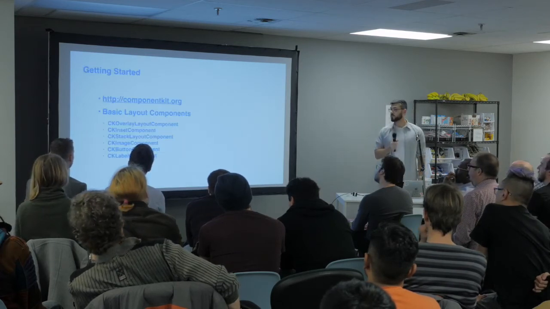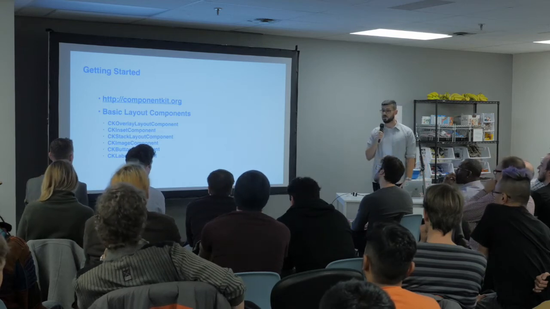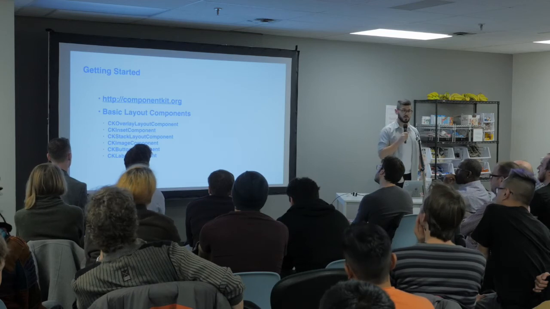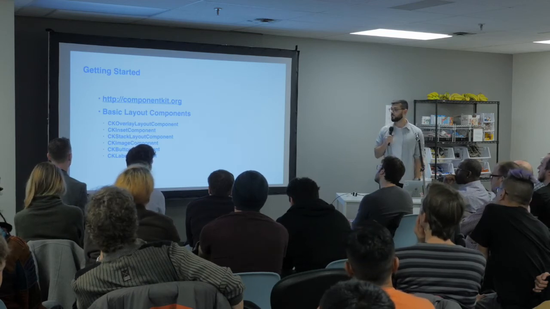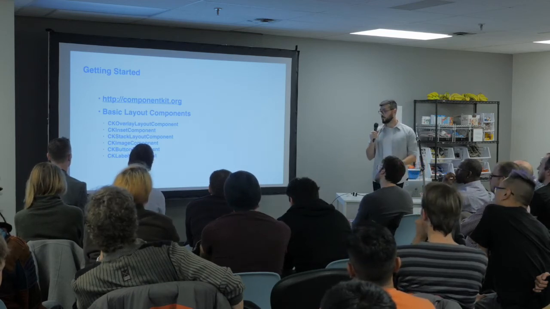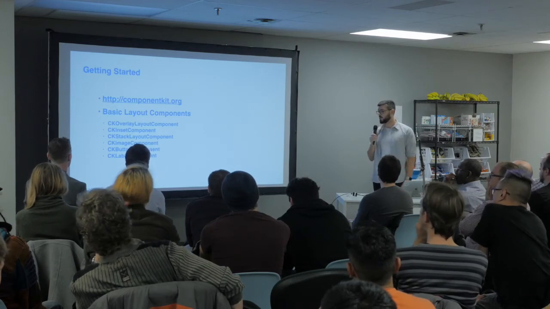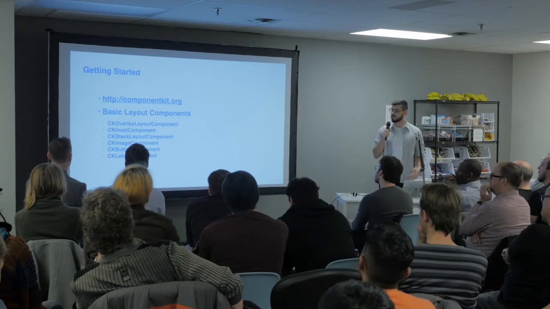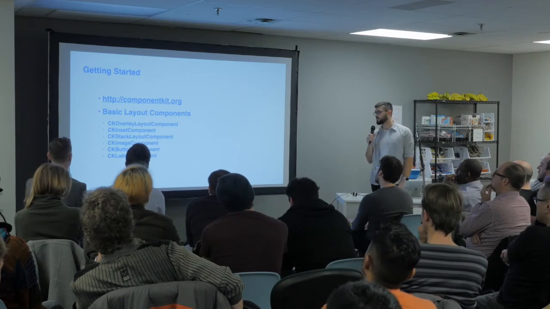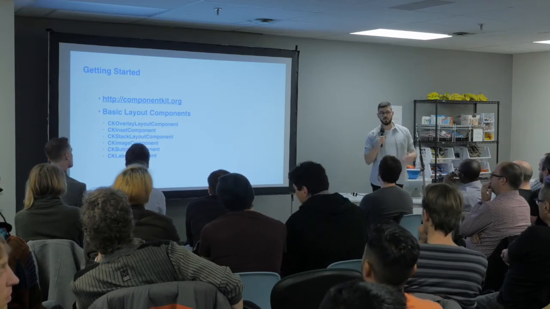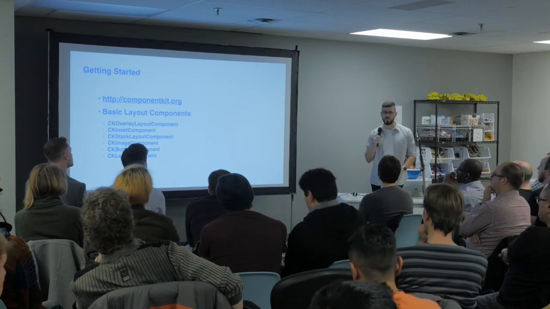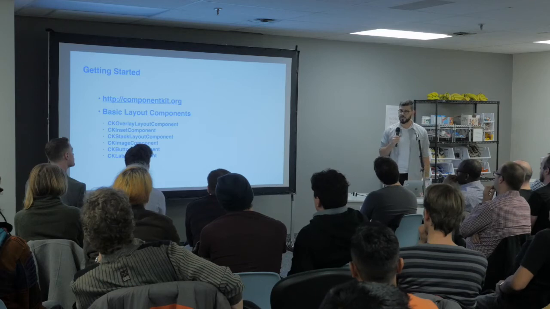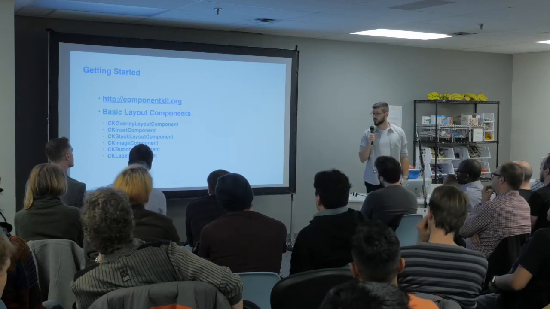How do I get started? ComponentKit.org has a lot of information. There's also a bunch of people using it on the internet. It's open source. Their GitHub is updated frequently. These are the basic layout components that you will use day to day: labels, buttons, images, as well as stacks, insets, overlays. You can do pretty much any type of layout with these components. There's a couple other ones with background views or different ways to lay out, but these are the basic ones that you can use in most of your layouts.